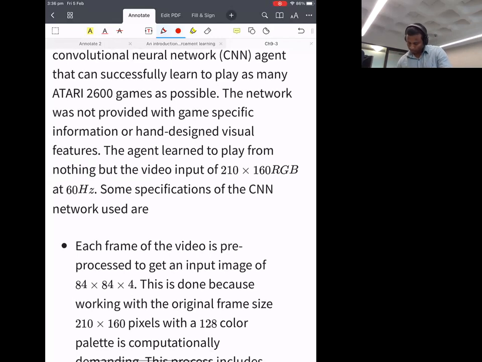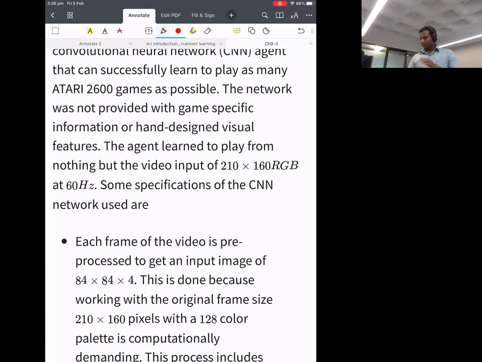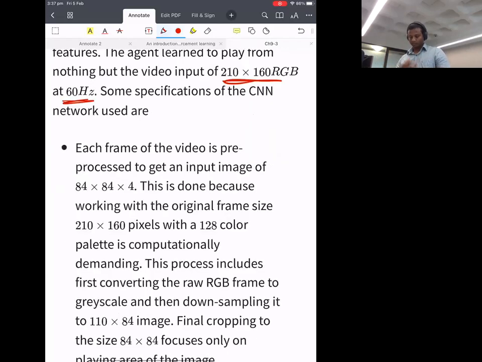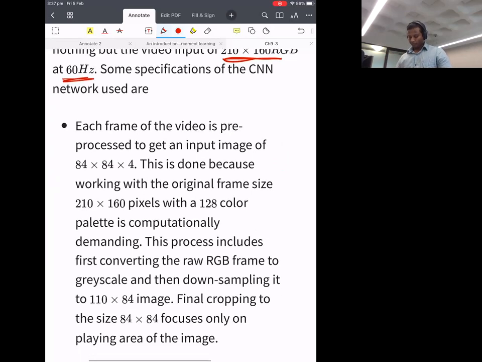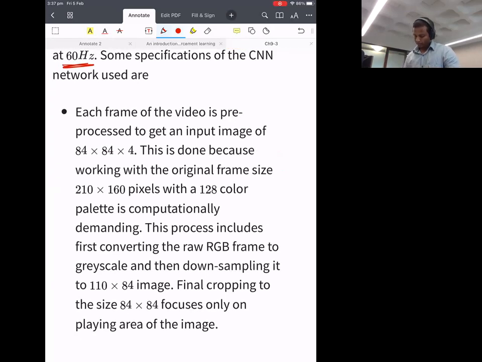And what did they present? They didn't give any handmade instructions or any prior knowledge to the agent. It just learned from playing. There is a video and it has to start playing. The video is of this resolution with a speed of 60Hz. This is the input, and it has to learn on its own. And it could eventually get it and could play.